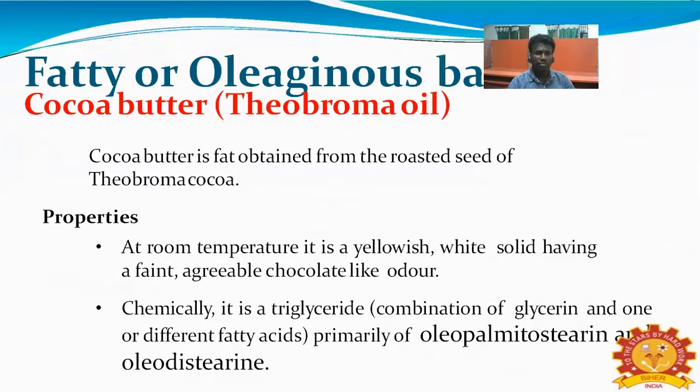Fatty and oleaginous bases: cocoa butter, theobroma oil. Cocoa butter is the fat obtained from the roasted seed of Theobroma cacao. Its properties at room temperature: it is a yellowish-white solid having a faint, agreeable chocolate-like odor. Chemically, it is a triglyceride, a combination of glycerin with one or different fatty acids, primarily oleopalmitostearin and oleodistearin.